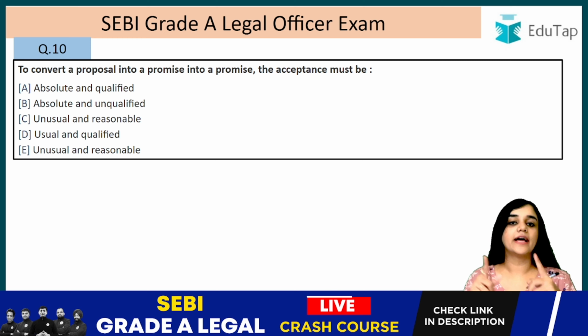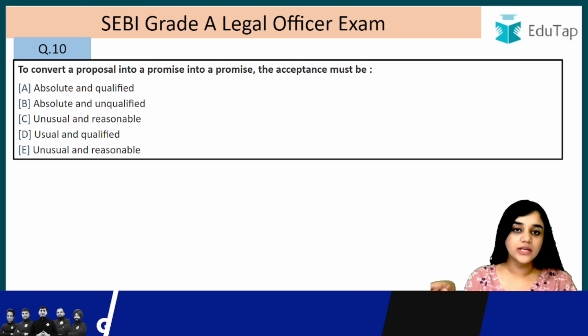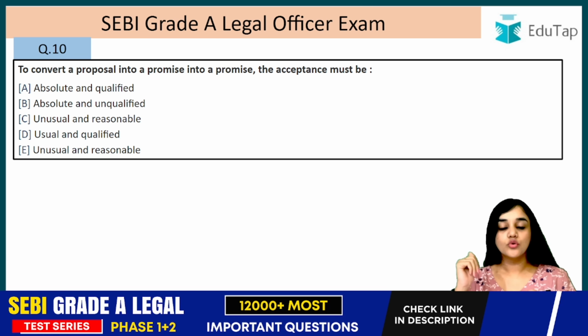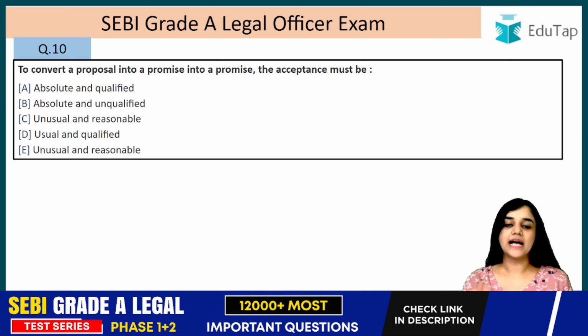Now this becomes an offer, and now who has the right to accept it? Now A has the right to accept it. It becomes a new offer, right? So an acceptance should be absolute and unqualified. It should be as it is. It should be accepted as it is.